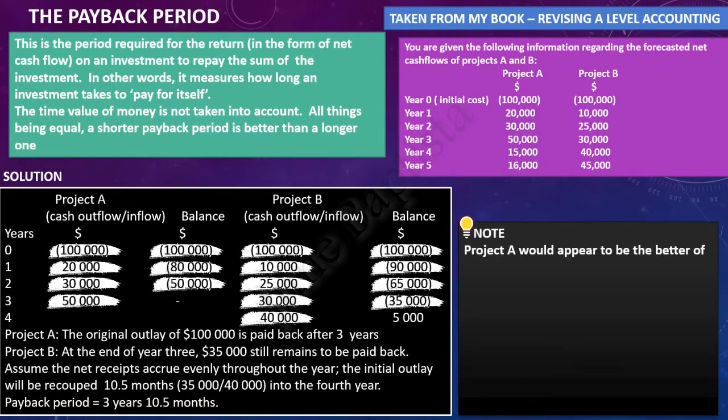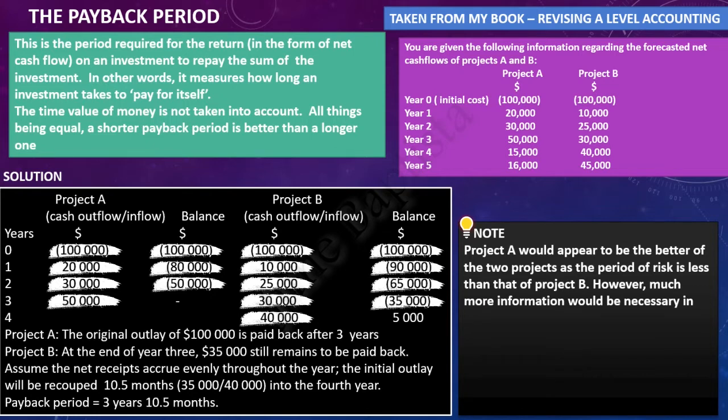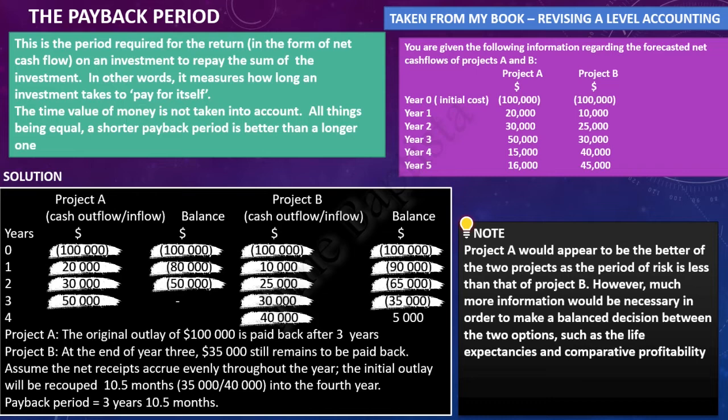Note: Project A would appear to be the better of the 2 projects, as the period of risk is less than that of Project B. However, much more information would be necessary in order to make a balanced decision between the two options, such as the life expectancies and comparative profitabilities of the two projects. Non-financial factors, if any, must also be considered.